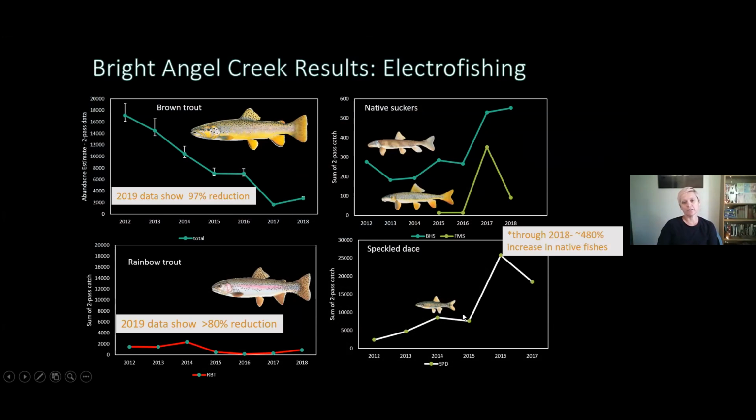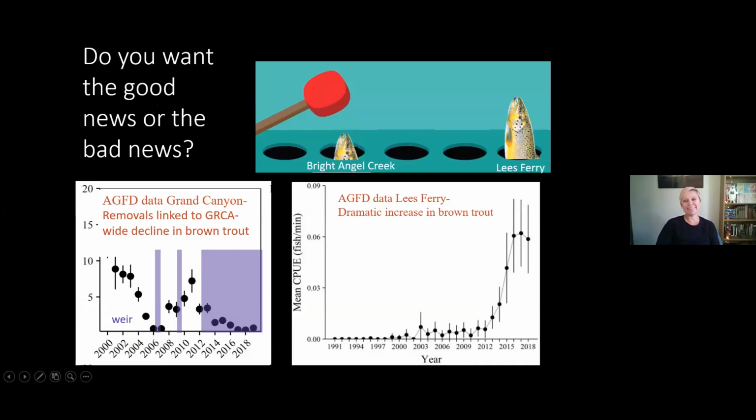And moving to the other side with the natives, both native flannelmouth, blueheads, and speckled dace, we have seen an over 480,000% increase in the native fishes in the creek. So as the trout populations have gone down, we're seeing increases in the native fishes. We're also seeing those natives move farther upstream. So every year they move a little bit farther upstream as those trout continue to decline. So we met the targets in Bright Angel, and we move forward with translocation, as you know.